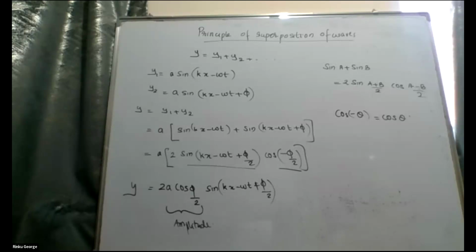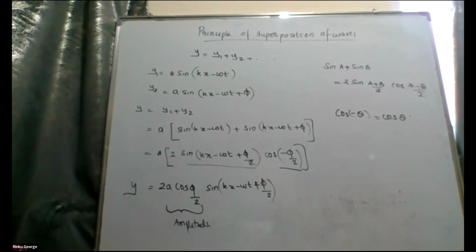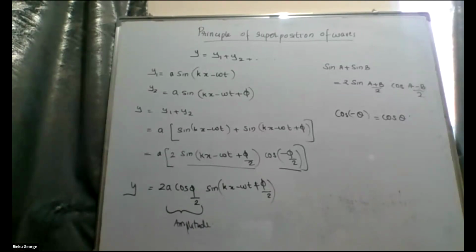But the phase becomes phi by 2. And the amplitude is 2a cos phi by 2. Done, right? Clear. And now we'll see special cases.